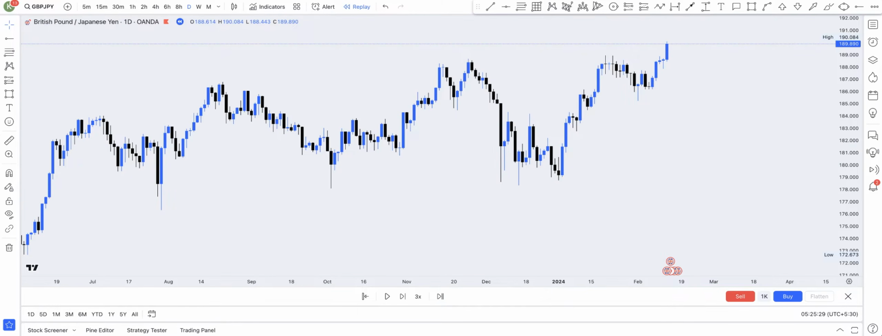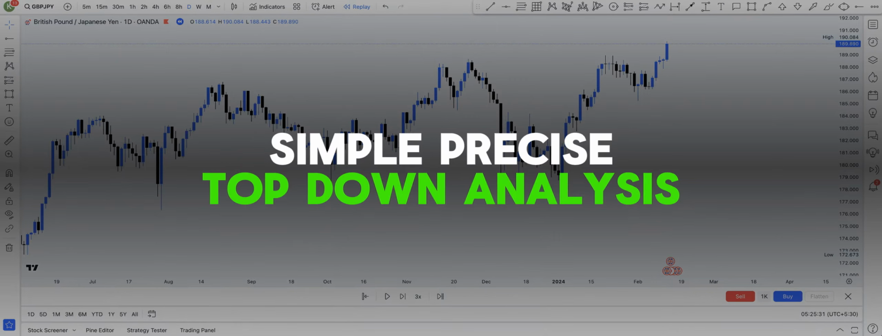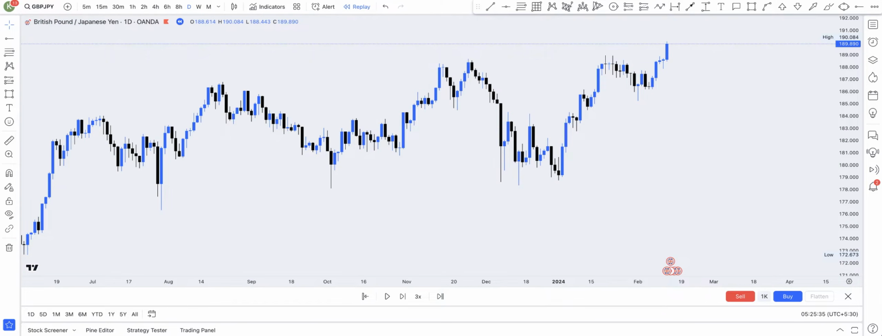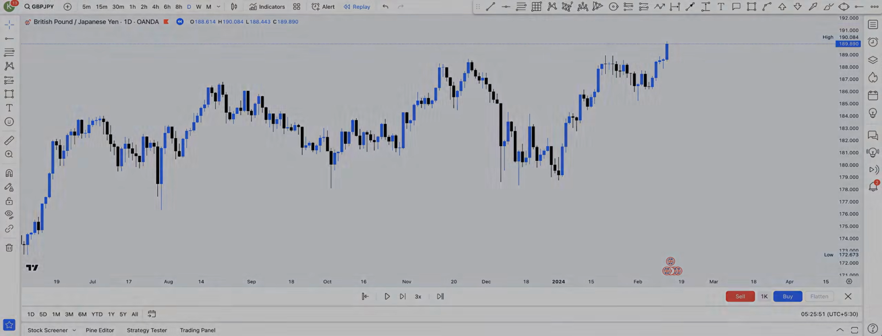So in today's lesson, we're just going to do a very simple, precise top-down analysis. I'm not going to stress you with any jargon, or with anything that will make you confused. We are going to go straight to what we have to do today. It is very simple and straightforward, so that even a beginner will understand this top-down analysis. So without wasting my time, let's dive in.